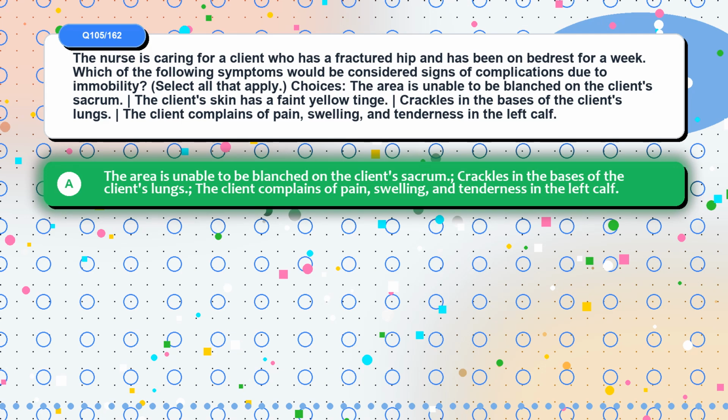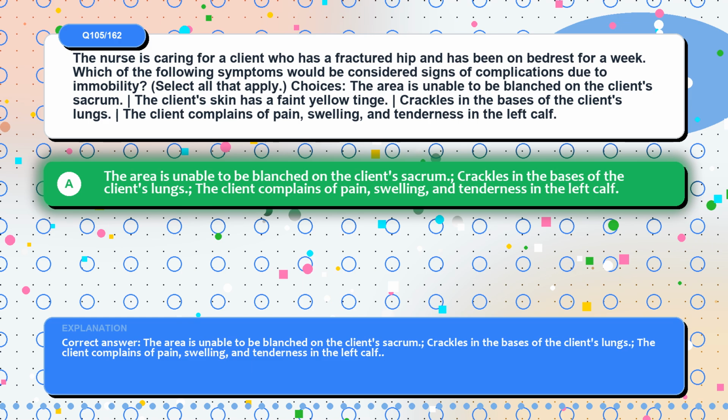The correct answer is option A. The area is unable to be blanched on the client's sacrum. Crackles in the bases of the client's lungs. The client complains of pain, swelling, and tenderness in the left calf.